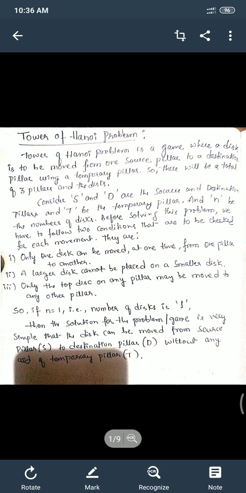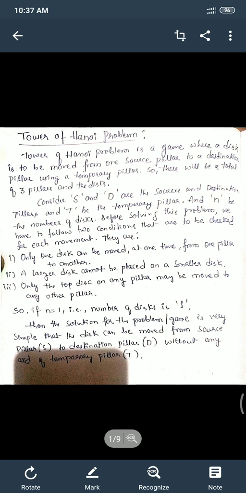So there will be a total of 3 pillars and the disks. Let us consider S and D are the source and destination pillars, T is a temporary pillar, and N is the number of disks. Before solving this problem, we have to follow 2 conditions that are to be checked for each movement.